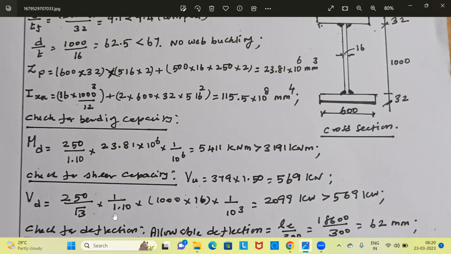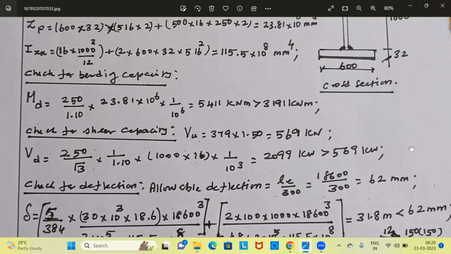Apply the material safety factor 1.1. This goes to the denominator. This is the allowable shear stress into the area of the web, 1000 mm into 16 mm. This gives the shear capacity in Newton. Divide this by 10 power 3 so that you will get the value in kilonewton. This gives the value as 2099 kilonewton. This is higher than the factored shear force of 569 kilonewton. Therefore, the section is okay from shear consideration.